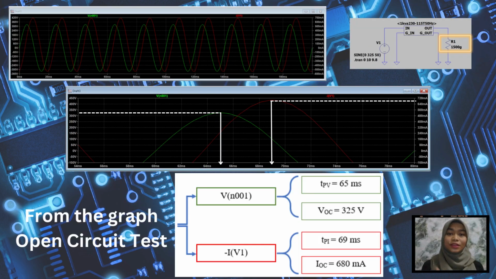After running with 1500 gigaohm, LTSpice generated the voltage and positive current graph. Since the phase current is leading the phase voltage, which means in the transformer the voltage is always leading the current, we added the trace of the negative current graph and made only the voltage and negative current graphs visible.